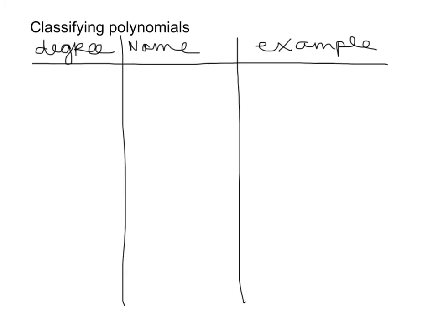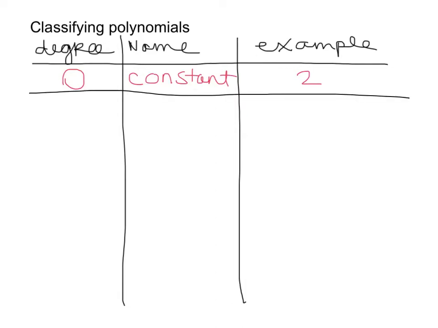Now let's learn how to classify each polynomial. We are first going to look at how we classify polynomials based on the degree that's given. So if a polynomial has a degree of 0, this is called a constant. An example of a constant would just be some number, maybe like the number 2. Since it has no exponent, that's what makes it have a degree of 0.